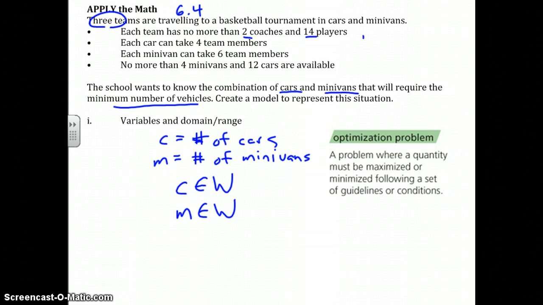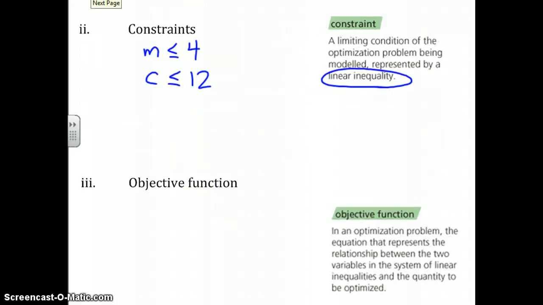It doesn't say there are 48 for sure, but it's up to 48. 48 is the highest number of people that might possibly be going. Then it says each car can take 4 and each minivan can take 6. We turn that into a linear inequality where we have 4 times the number of cars we're taking. If we had 1 car, that'd be 4 people. If we had 2 cars, they'd fit 8 people, and so forth. Plus 6 times the number of minivans we're taking. If we had 3 minivans, that would be 6 times 3, 18 people.